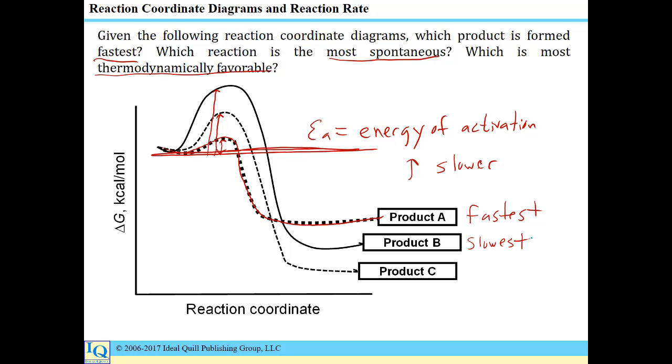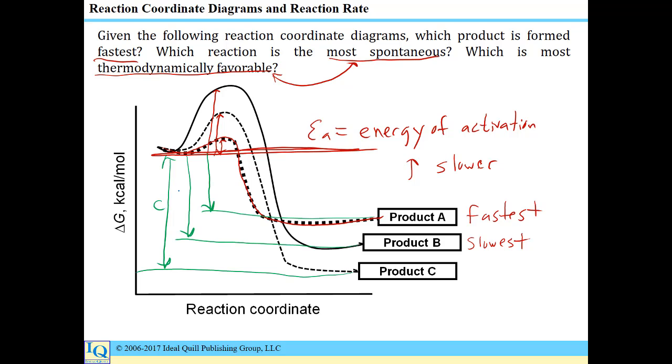That's your slowest. Now, the next two parts of the question, this is almost a trick question, because most spontaneous and thermodynamically most favorable, those mean the same thing. It just means which of these reactions leads to the greatest energy gain overall. It's not about how high the hill is to get the reaction started. It's about the starting point and the ending point. So we're only looking at the difference between the product and the reactant. So for product C, we gain the most energy. Product B has intermediate, and A has the least energy gained.